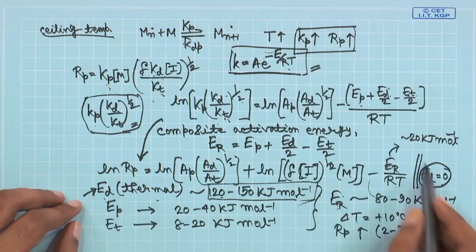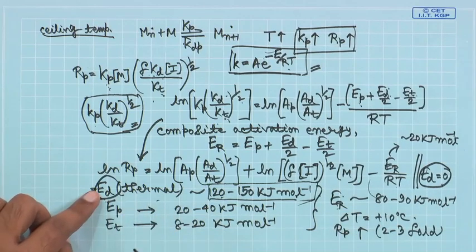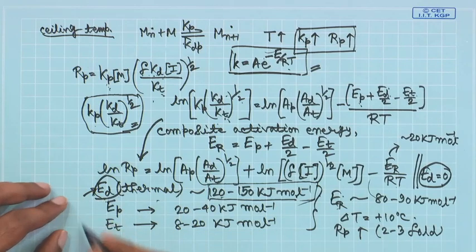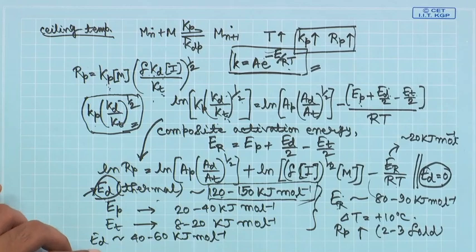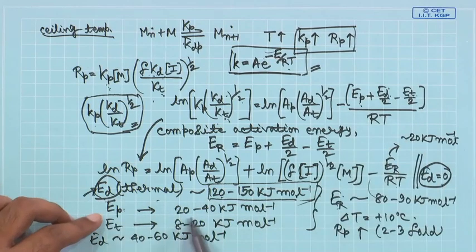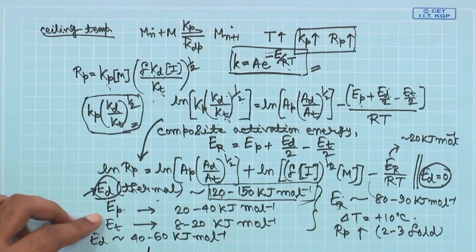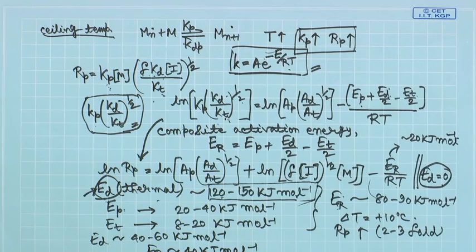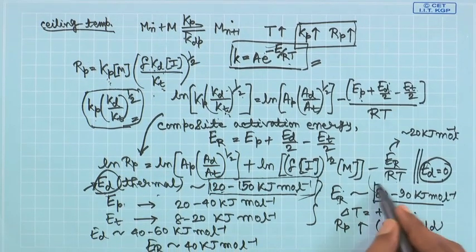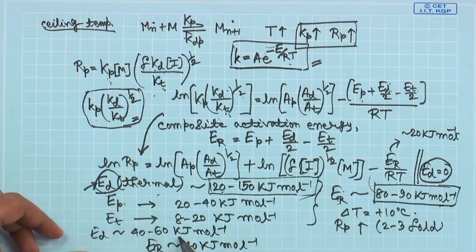Now, if you are considering the ED value for a redox initiation, then that ED value is in the range of 40 to 60 kilojoules per mole. So, you need lesser energy. If you now put those values here, with EP and ET in this range, then your ER, the overall activation energy, comes in the range of 40 kilojoules per mole. Compare that with the overall activation energy of 80 to 90 kilojoules per mole, which was there for thermal initiation. Now, it is 40 kilojoules per mole.